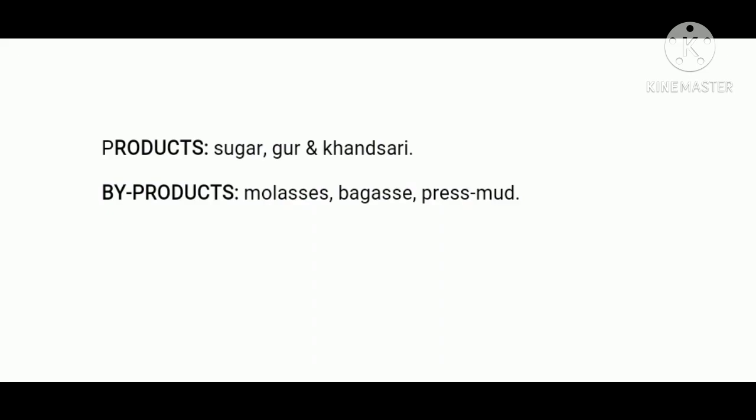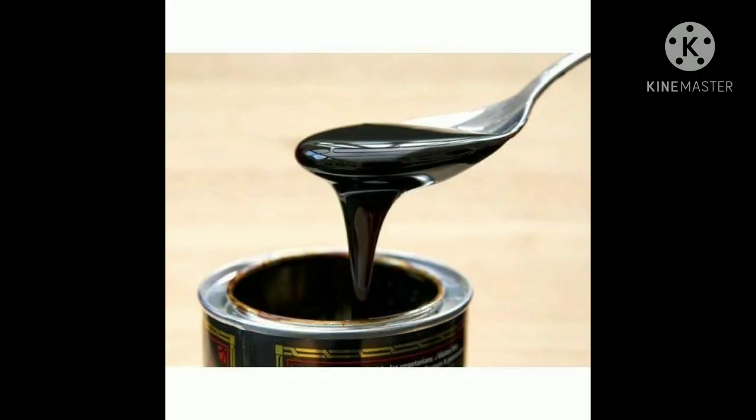Firstly, let us talk about molasses. It is the dark brown syrup that drains during the manufacture of sugar. It is used to produce industrial alcohol, rum, fertilizers, etc.